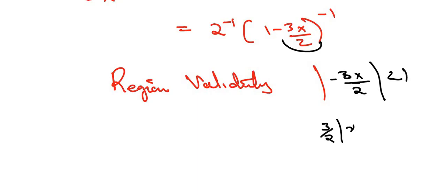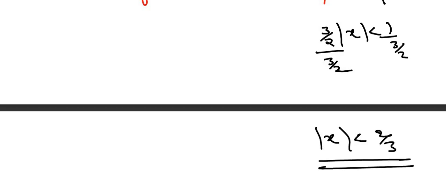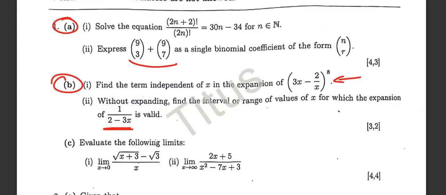We take it outside, leave x alone, divide by 3 over 2. Even this side, divide by 3 over 2. So this is just going to be modulus of x less than 2 over 3. This right here is your range of x values where this expansion is valid. So this is how we were supposed to go about the question, getting the range or the interval where this is valid.